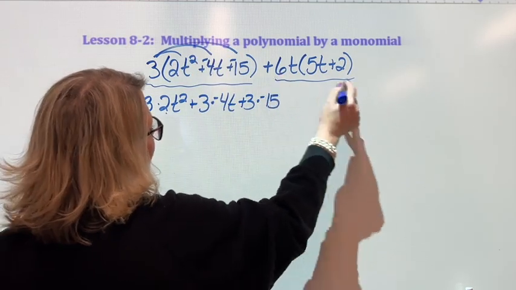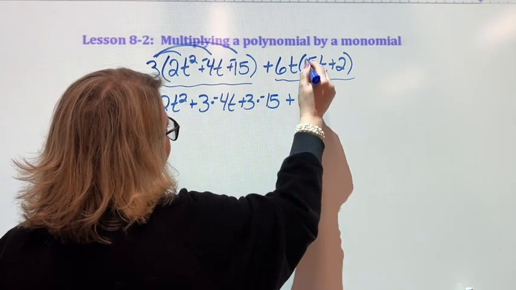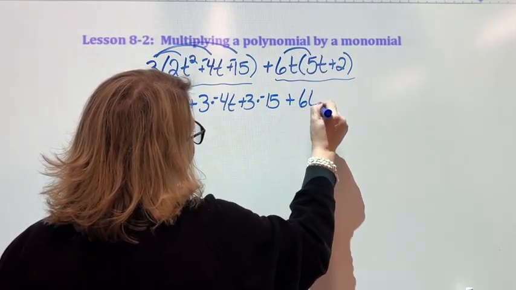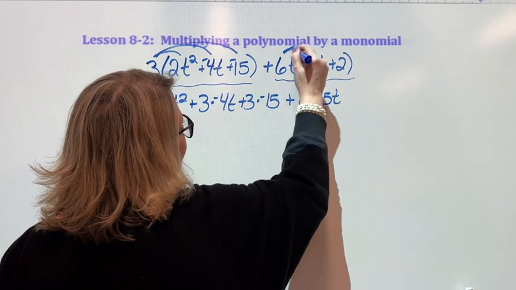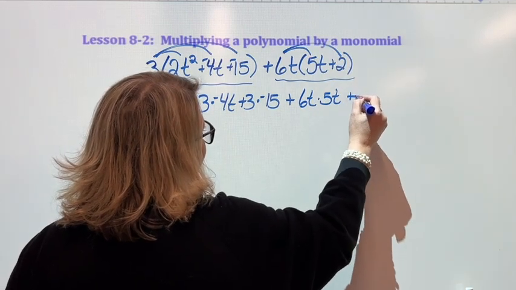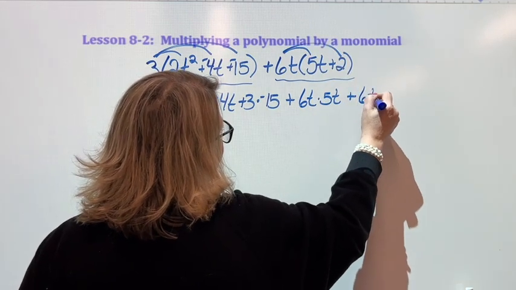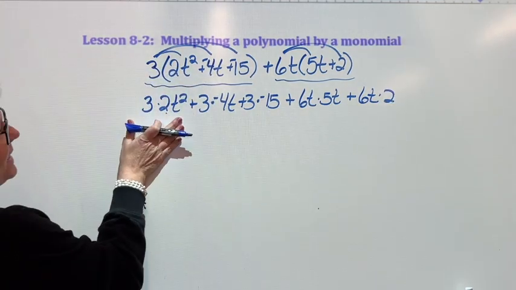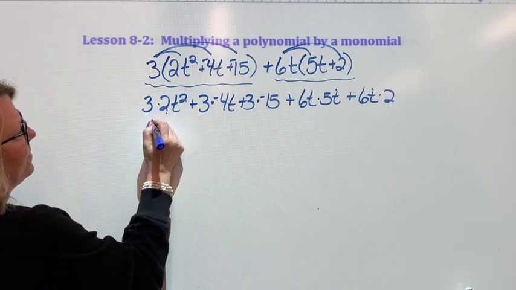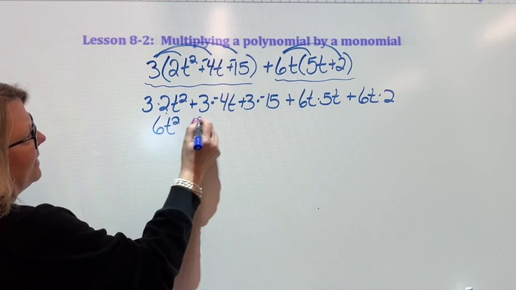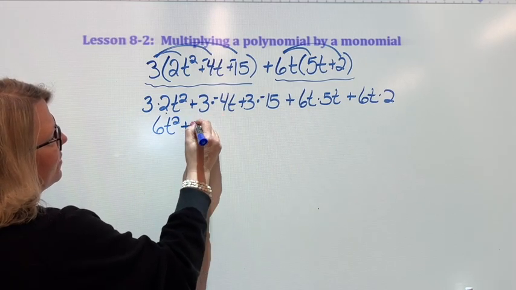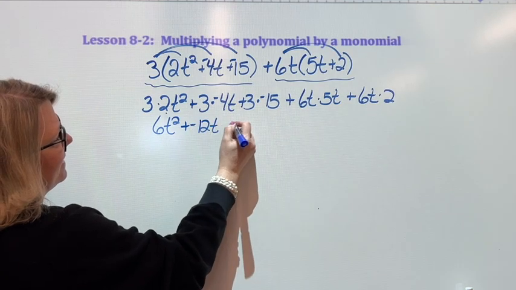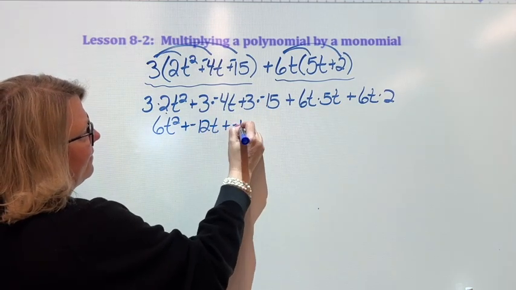Okay, and then I can come over here, put my plus sign, and now do 6t times 5t, and drop down that addition sign, and do 6t times 2. There's a lot going on here. So go back to the beginning and just simplify this first term. So this is 6t squared. Now move to this term. So plus negative 12t plus negative 45.